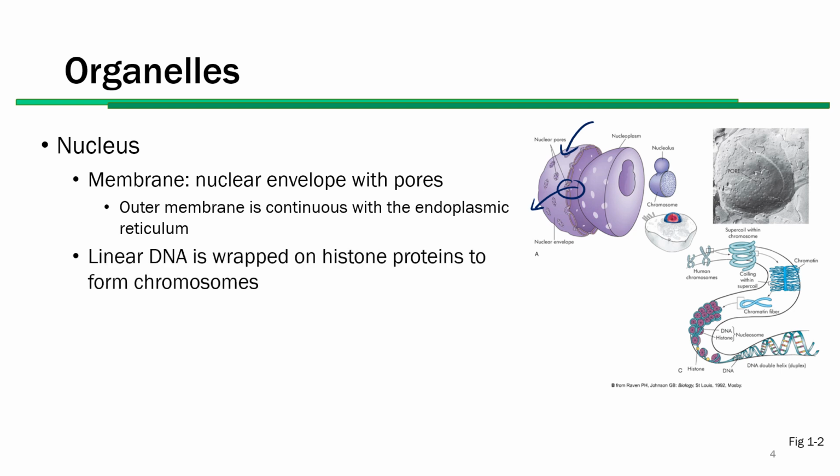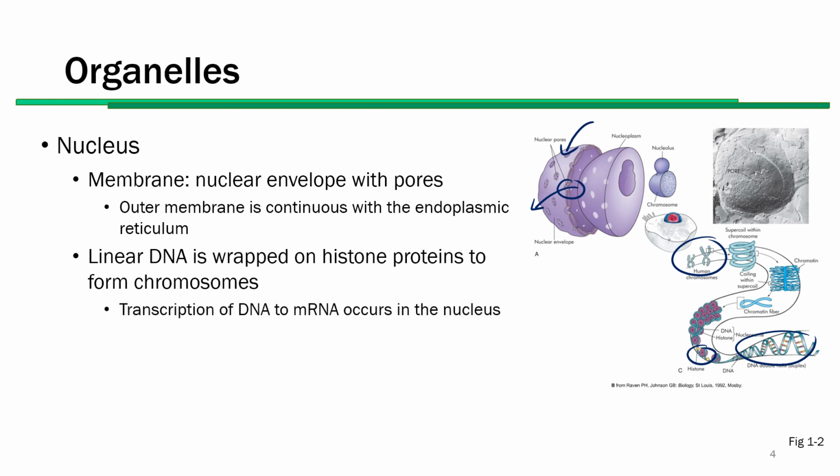Here we have linear DNA, and it's wrapped around histone proteins in order to form these organized chromosomes. That organization is necessary in order to go through the process of mitosis and to stay organized. So we'll look at that more in chapter 4. We'll talk a little bit about cell division in this chapter, but we'll come back to that when we talk about genetics.